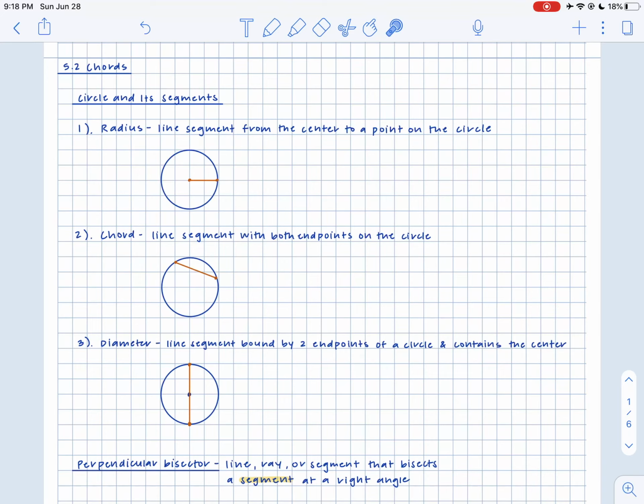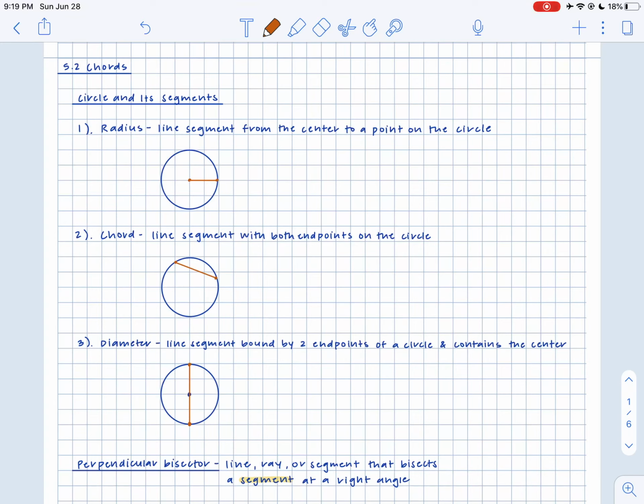Now we're going to learn about two new segments, and for one of them, we're going to focus a lot on it. So the second new segment is called a chord. This is a line segment with both endpoints on the circle. Okay, so you see here's a chord right here. But keep in mind, a chord can look like this, it can look like this, it could look like this. It doesn't matter as long as both of the endpoints are on the circle, okay? Then it would be considered a chord.